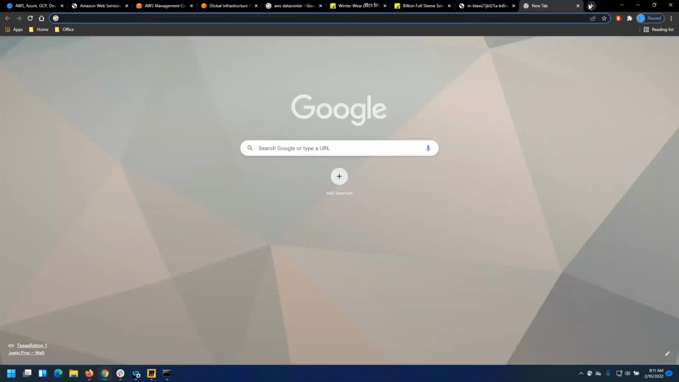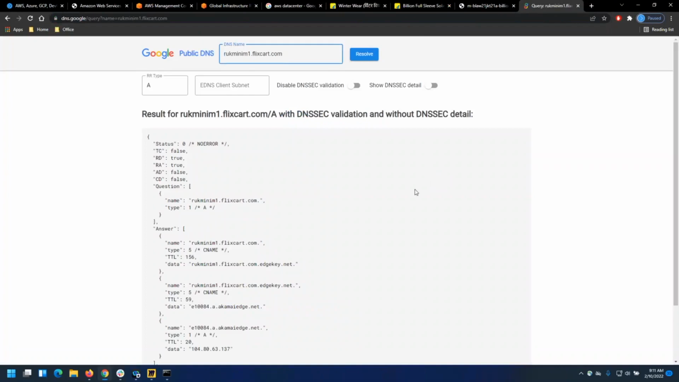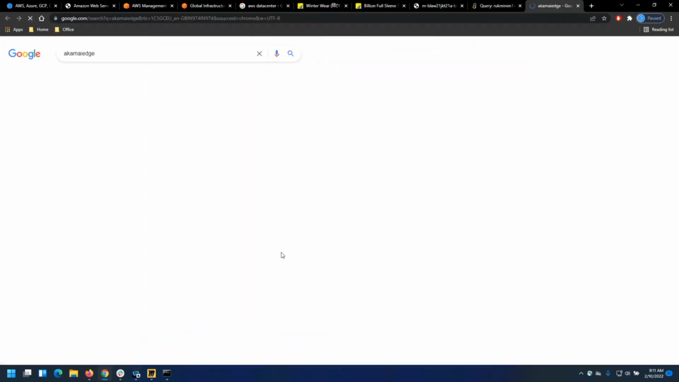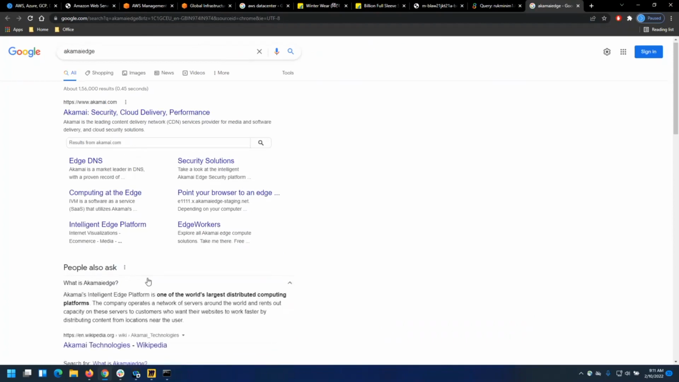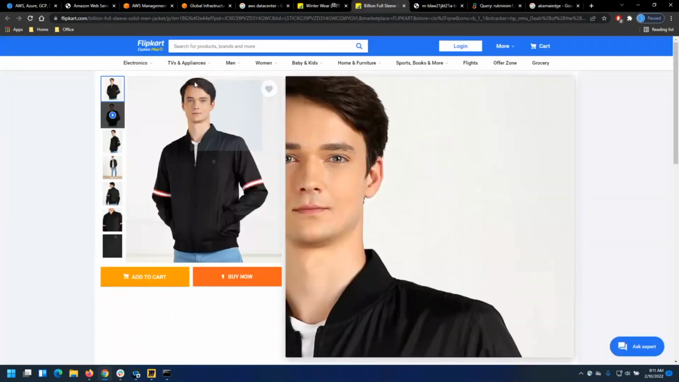So let's go to DNS. Let's check the DNS. You will see akamaiedge.net. What do you mean by Akamai Edge? Content delivery. What is Akamai Edge? Largest distributed computing platform, right? Edge location, edge network will be maintained by Akamai here for Flipkart case.